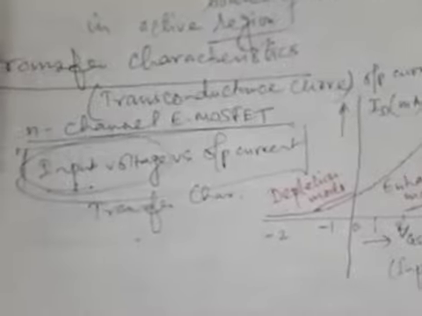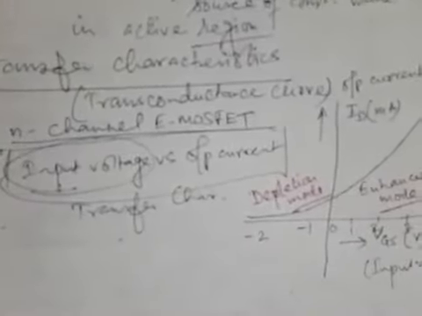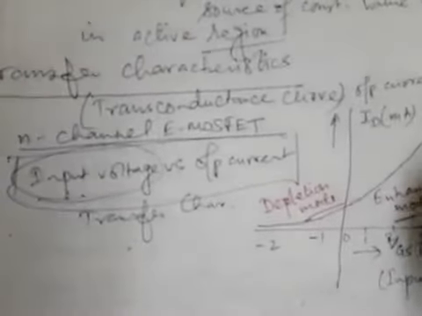So from the same transfer characteristic we can get the variation of VGS versus ID for both its enhancement mode and depletion mode. Now if we want to draw the same transfer characteristics for a P channel MOSFET, this is P channel we are drawing, P channel E MOSFET, enhancement MOSFET. So obviously in the x axis it is VGS and in the y axis it is ID.